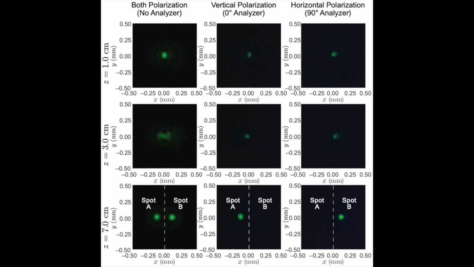The left column in these photos shows the overall pattern as the beam passes through space and splits. The middle and right columns show the optical field as seen through a vertical and a horizontal analyzer, respectively, which each only allow light polarized in that direction to pass through. As you can see, spot A consists of just vertically polarized light, and spot B consists of just horizontally polarized light.